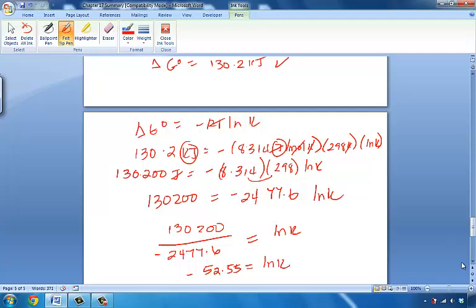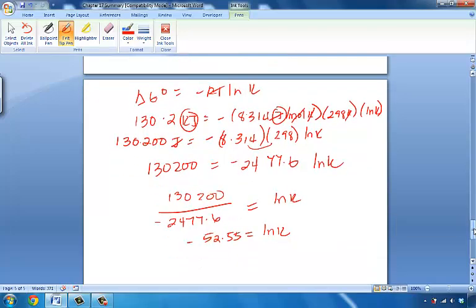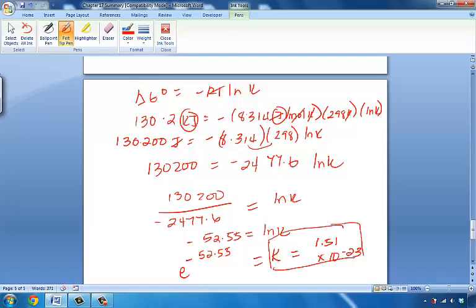To find K, we take the inverse log. That will give us K. On this side, taking the inverse log makes that e to the power of negative 52.55. Therefore, K is equal to 1.51 times 10 to the negative 23. So that is the value for K that we were asked.